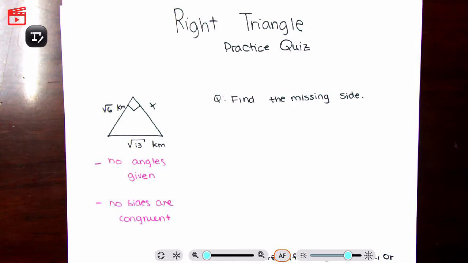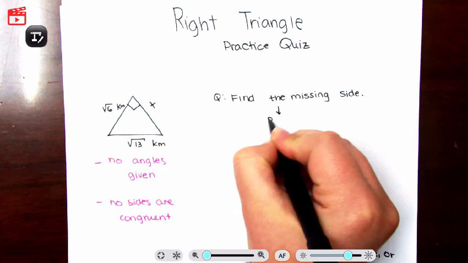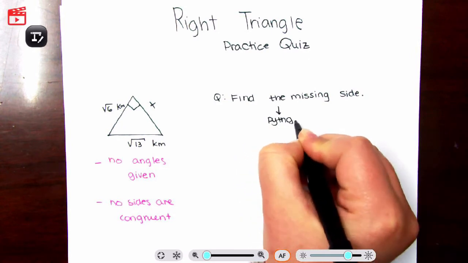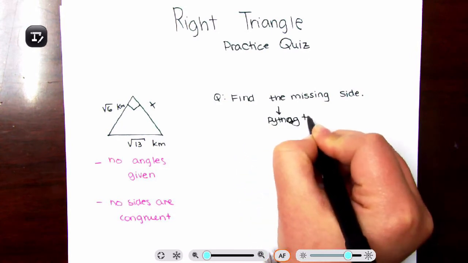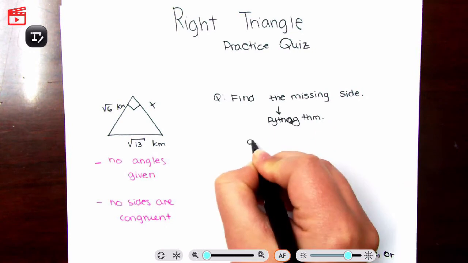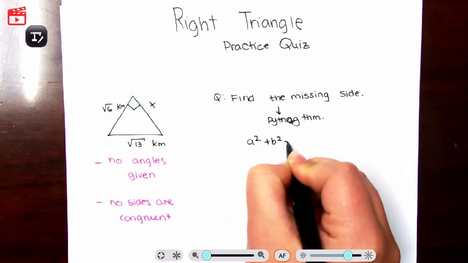Also not provided are any angles. So we cannot assume it is a special right triangle. It is just a right triangle. And because it is just a right triangle, you're going to use the Pythagorean theorem, which says a squared plus b squared equals c squared.